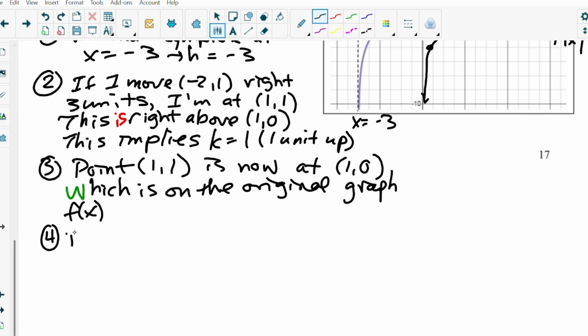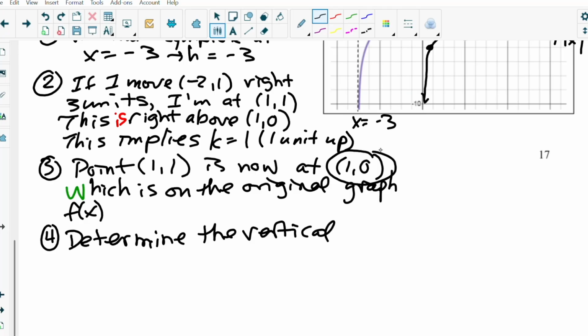4. Now let's determine the vertical stretch. Okay, the points match up when I do the horizontal and vertical translations. Now these line up, right? 1, 0 on the transform graph and 1, 0 on the original function line up, but the key here is that the graphs don't exactly match. We need to get them to match. So what other transformations can we back out or reverse to get the original graph? So, okay, so determine the vertical stretch.